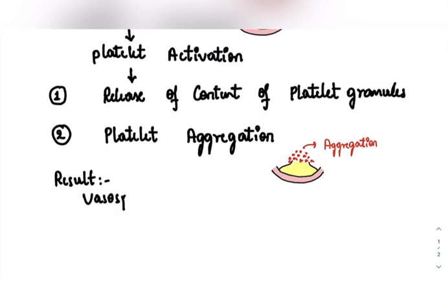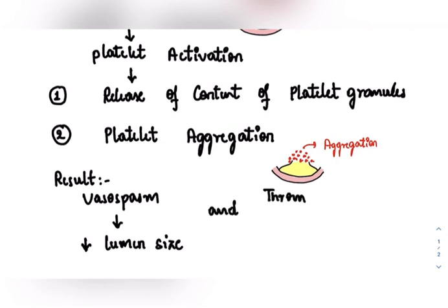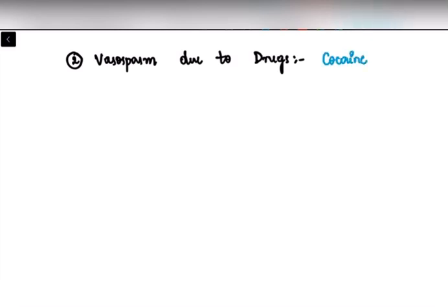So the final outcome of this process is, 1, vasospasm due to the contents of platelet granules that are released. This leads to decreased lumen size of the coronary artery. And another is thrombus formation by platelet aggregation. That leads to occlusion. Now, the second cause other than coronary artery occlusion is vasospasm, which may occur due to some drugs, one is cocaine and ephedrine.